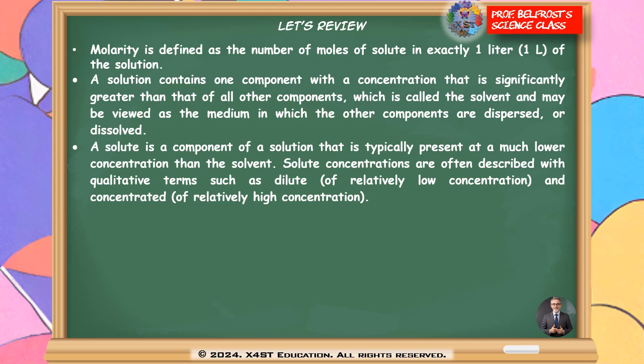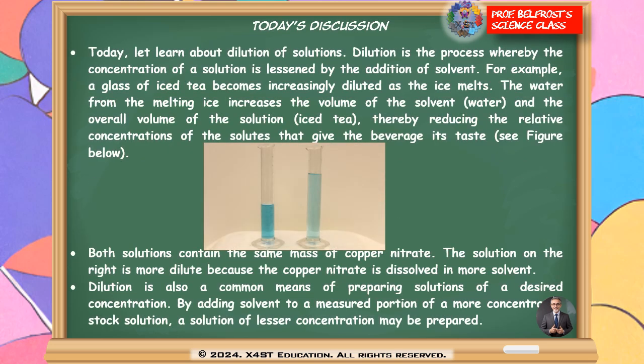A solution itself must contain one component with a concentration that is significantly greater than that of all other components. This is called the solvent, and may be viewed as the medium in which the other components are dispersed or dissolved. A solute is a component of a solution that's typically present at much lower concentration than the solvent, and solute concentrations are often described with qualitative terms such as dilute and concentrated. This is another point. Okay, that's done for the review.